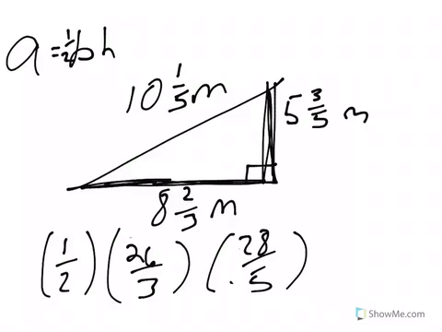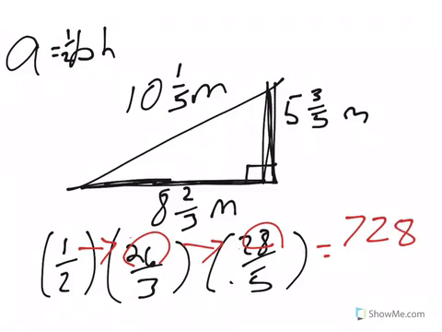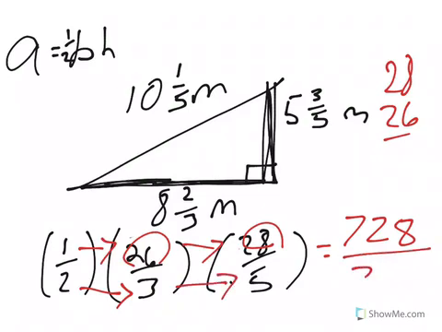Okay, and now that we have, instead of mixed numbers, improper fractions, we can just multiply straight across. So 1 times 26 is 26. 26 times 28 would be 728. And I used a calculator on that just to save us a little bit of time, but you could obviously do 28 times 26 to get that answer. 2 times 3 is 6. 6 times 5 is 30.